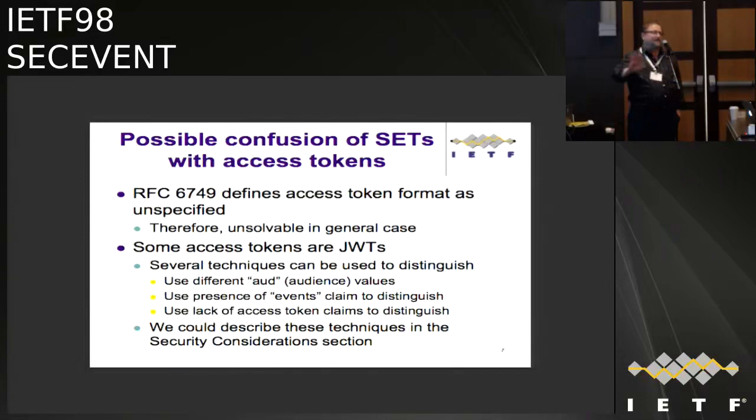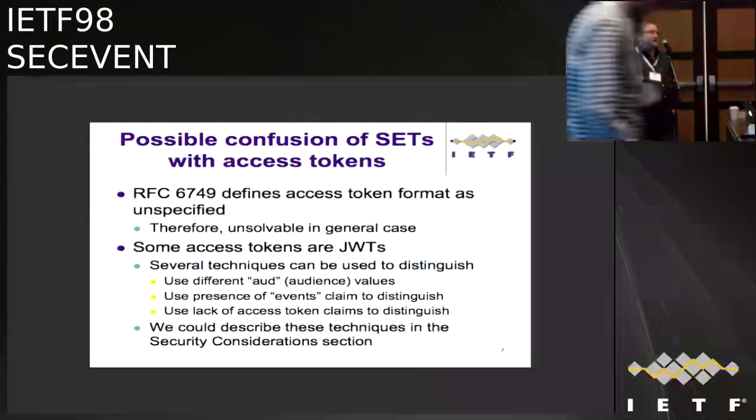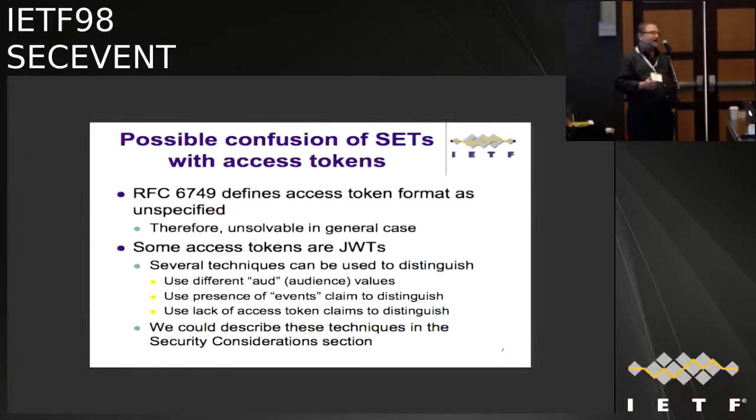I'll point out that even if SETs didn't exist, if you have a relying party that's not validating the nonce, it's owned. This is why we have a certification program to test libraries. And if you don't validate the nonce, you're toast.